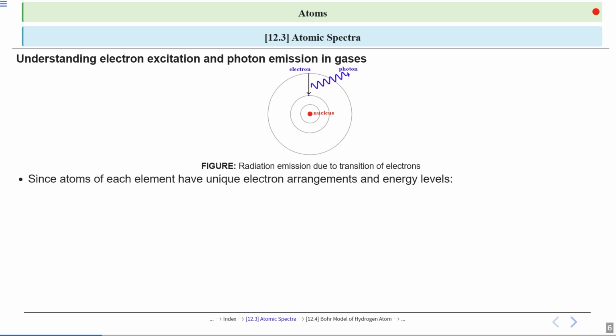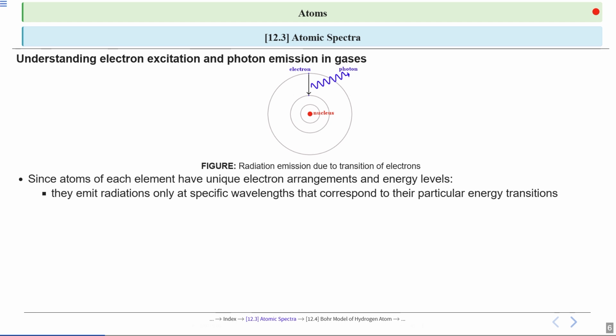Now remember that every element has its own unique arrangement of electrons and specific energy levels. This means that the possible jumps or transitions that an electron can make are different for each element. As a result, each element emits light at its own set of wavelengths.